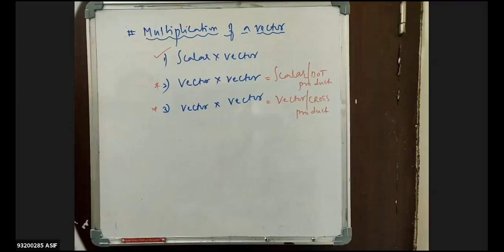So this is about the multiplication of a vector. When a scalar is multiplied with a vector, it will increase that many number of times. Clear for everyone? So let us try to do it in detail now.